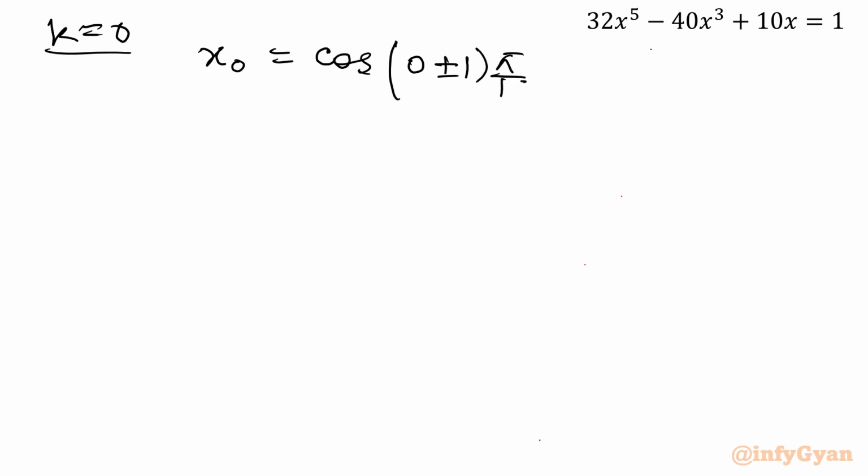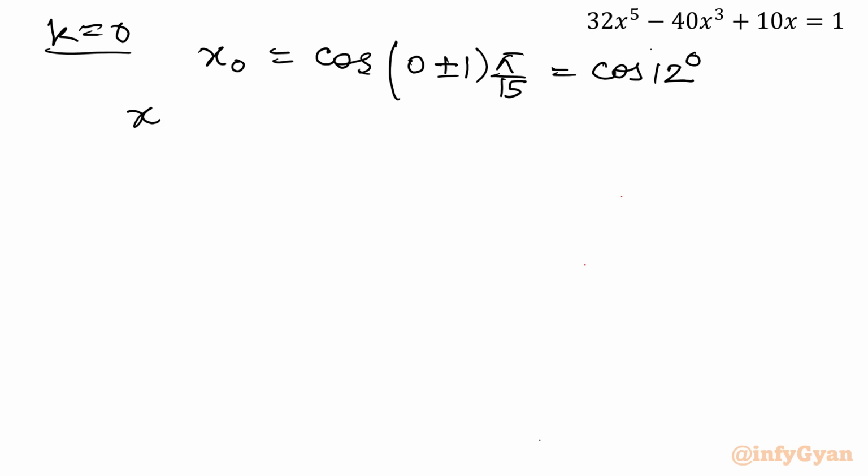So, let's put the values directly. Okay. Now, I am putting k equal to 0. So, it would be cos of 0 plus minus 1 times pi by 15. If I calculate this value, then it is cos 12 degrees, since pi is 180 degrees, 180 over 15. So, that is cos 12 degrees.